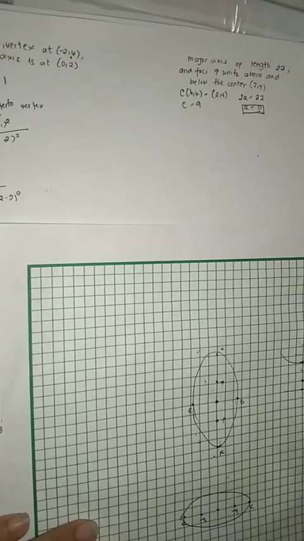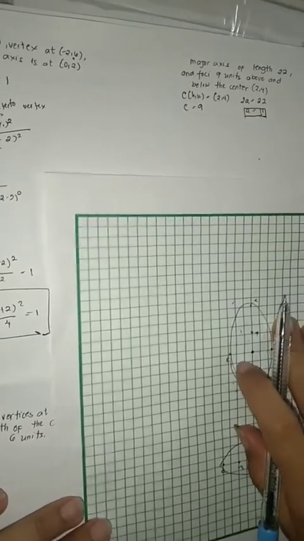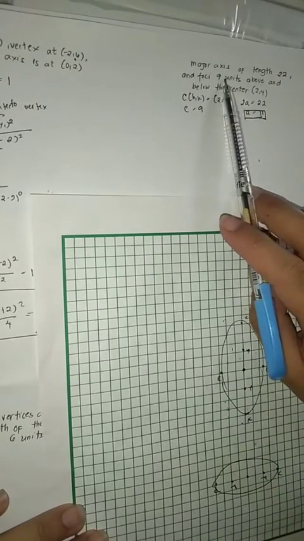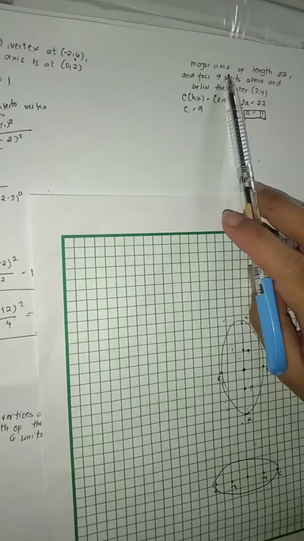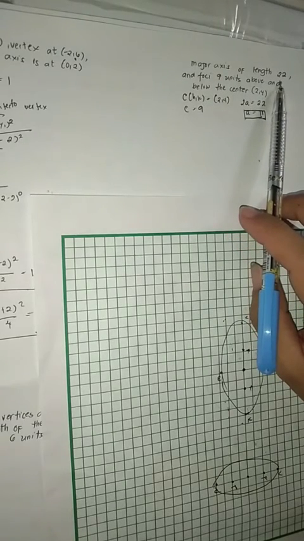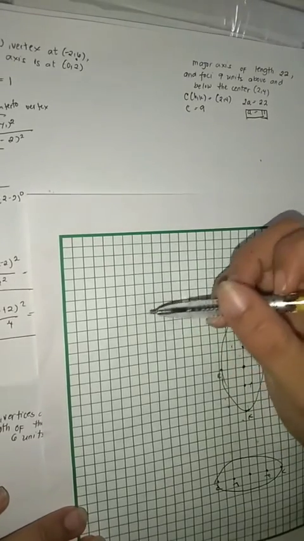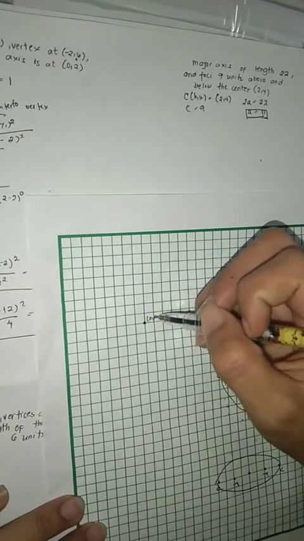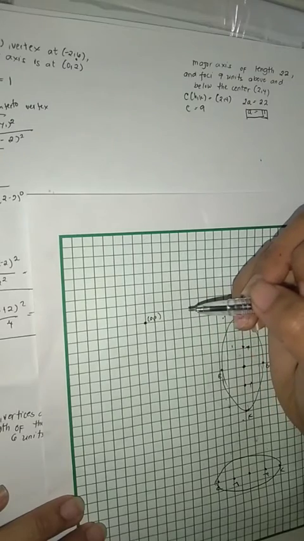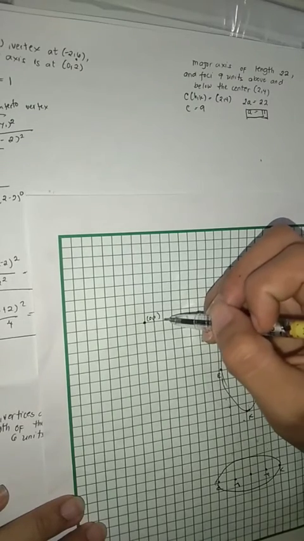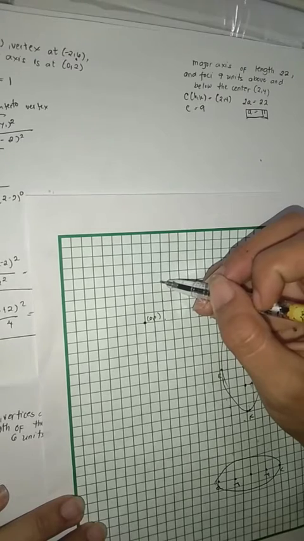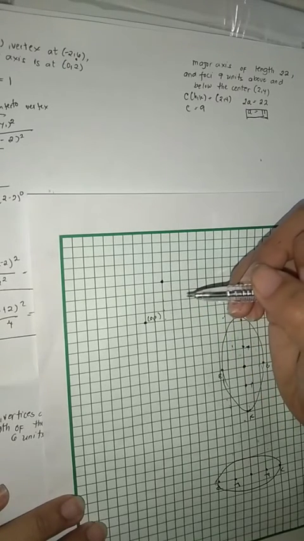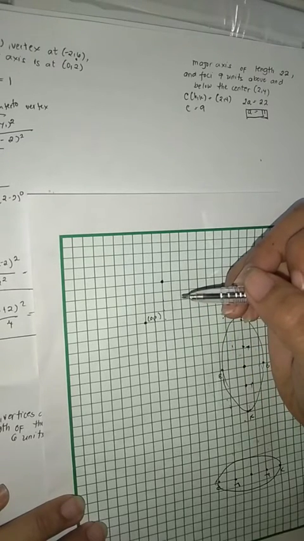Alright. Okay, so let's plot it in our graphing paper. It already says here that it is in the major axis because the length of the major axis is 22. Definitely, it's in major axis. It's horizontal. So let's say this is the origin. And our center is 2, 4. 1, 2, 1, 2, 3, 4. Our major axis is 22.